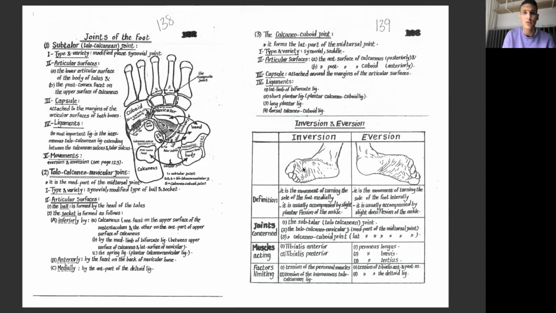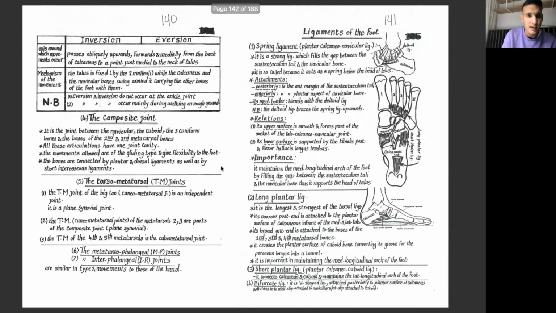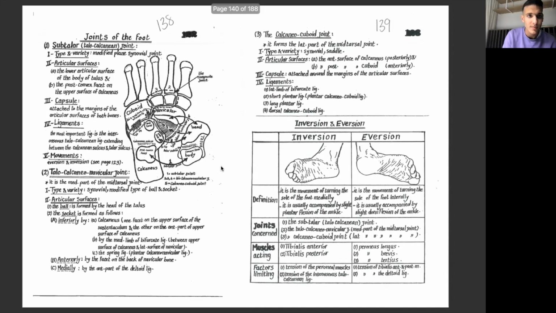Joints of the foot, yeah, Willie. Okay. Yeah, maybe I will dive into this one in another video because I don't want this to be very long. Wait. I mean, it's easy. Okay, let's just do it.